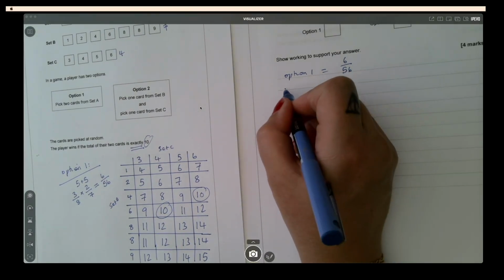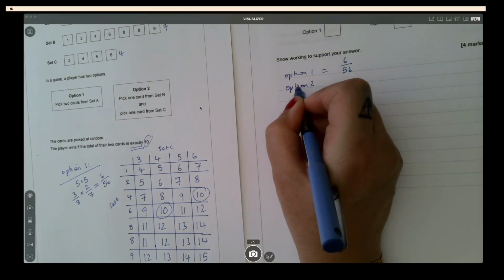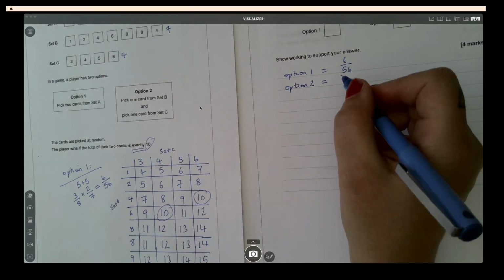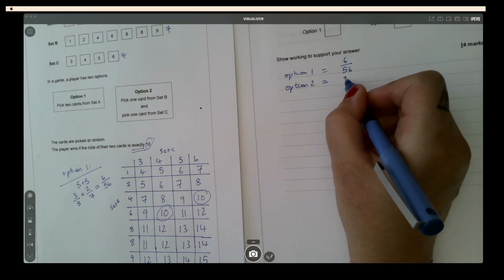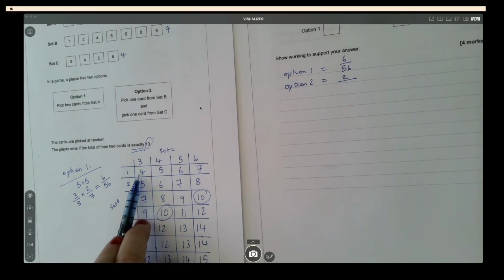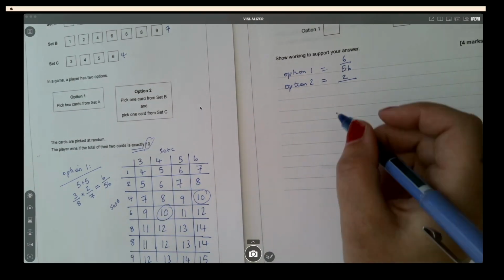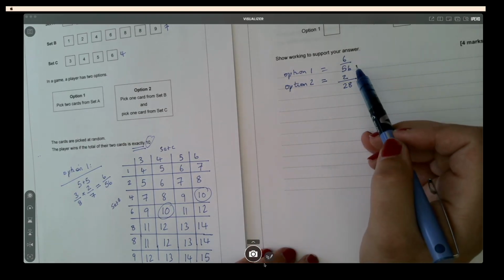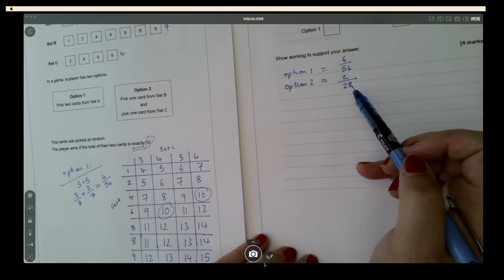So for option 2, when we pick, we'll have 2 out of, so we've got 4, 8, 12, 16, 20, 24, 2 out of 28. Okay, now what we need to do is compare these two values. So I've got a fraction out of 56 and a fraction out of 28.